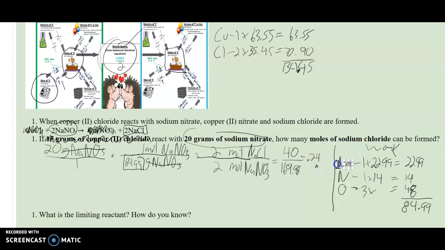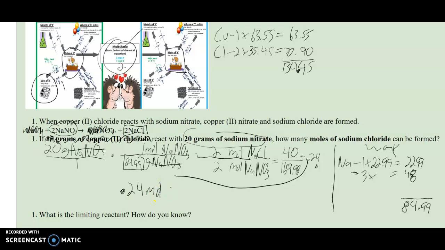I'm going to get rid of my work over here so I can make this a little bit neater. Now, all I'm going to do is write my answer over here: 0.24 moles. What were we looking for again? Sodium chloride, NaCl. Great, so now I've got my second answer.